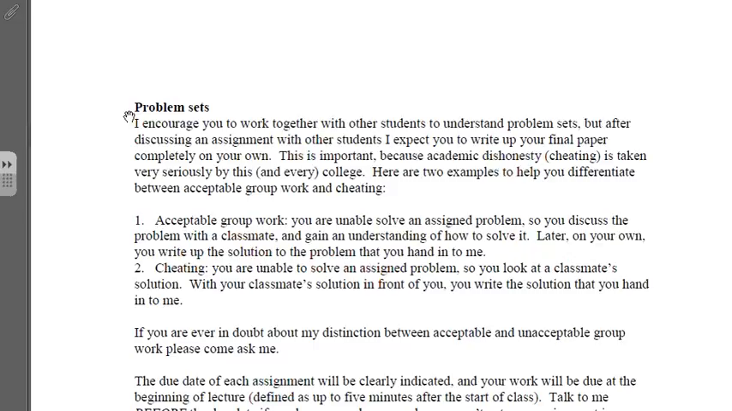Okay, problem sets. I think you'd be putting yourself in a bad position to go through engineering school without working with classmates. I think it's a super important skill to get. And even if you don't like doing it, it's a good idea to get used to working with other students. So I totally want you to work together on problem sets.